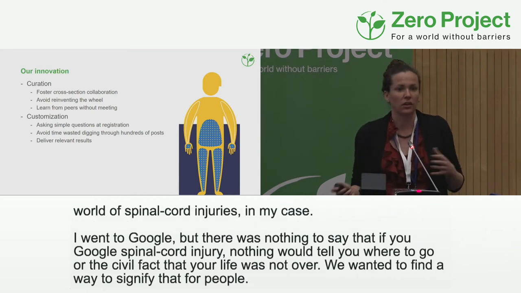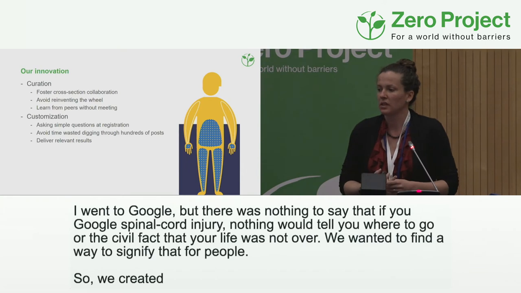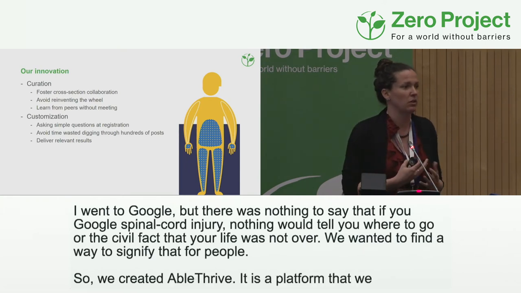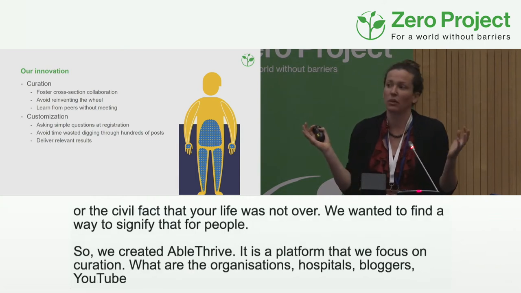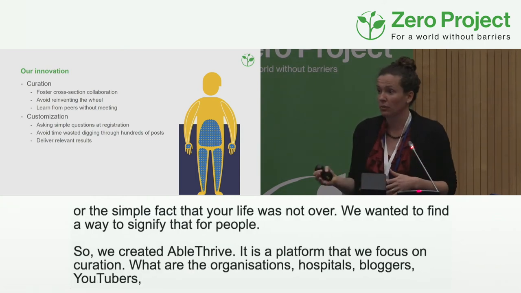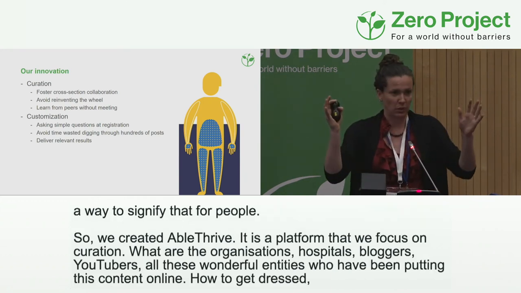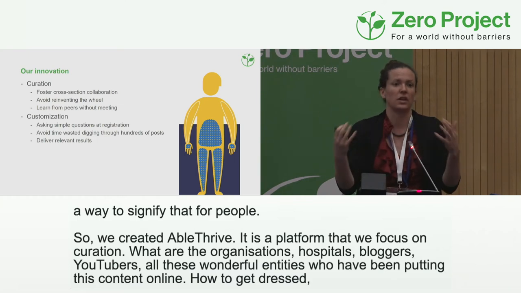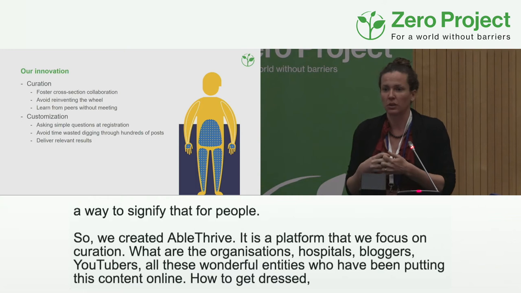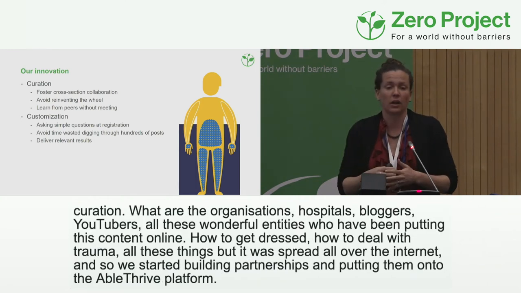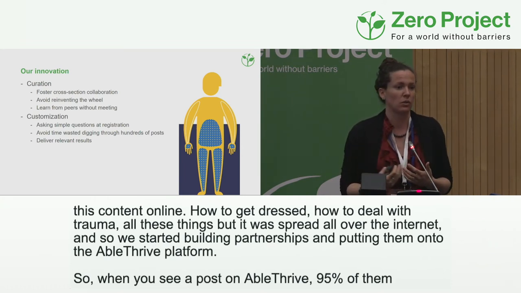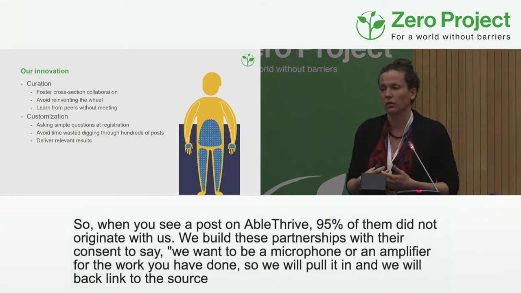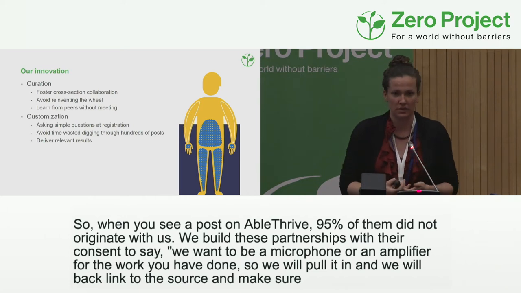And so we created AbleThrive.com, a platform that we focused on first for curation. So what is out there? What are the incredible organizations, hospitals, bloggers, YouTubers, all these wonderful entities that have been throwing all this content online, how to get dressed, dealing with the emotional trauma, all these kinds of things, but they were all spread out all over the internet. And so we started building partnerships and pulling them onto AbleThrive's platform in what we call our curation model. So when you see a post on AbleThrive, 95% of them didn't originate with us. We built these partnerships with their consent to say, hey, we want to be a microphone or an amplifier for the work that you've done. And so we'll pull it in and we always backlink to the source and make sure we show where it came from. But it's a way for us to make it simpler for someone to not have to go to hundreds of websites on their own.